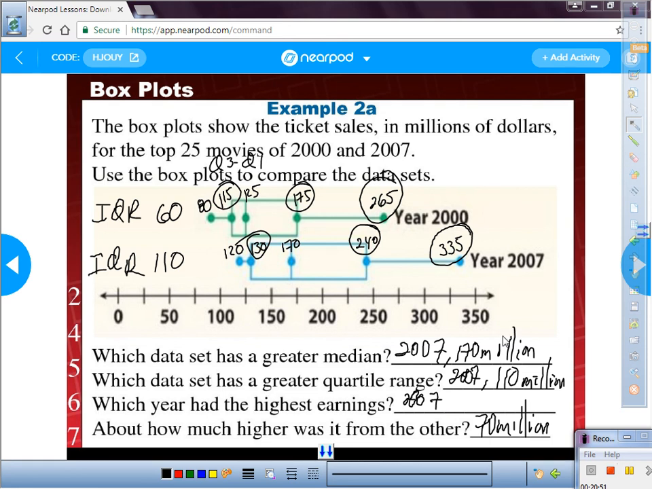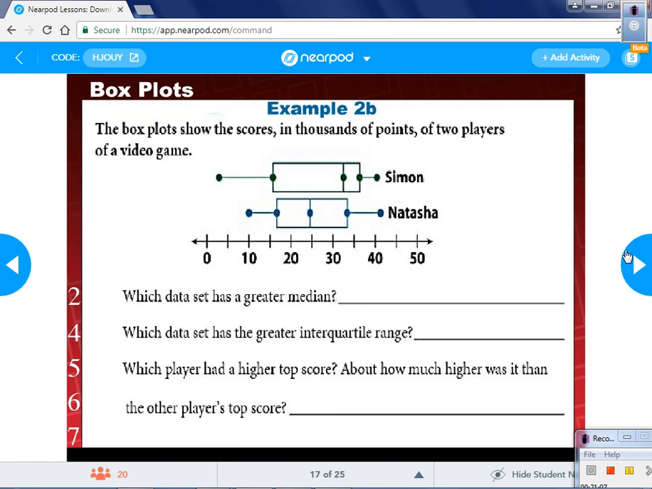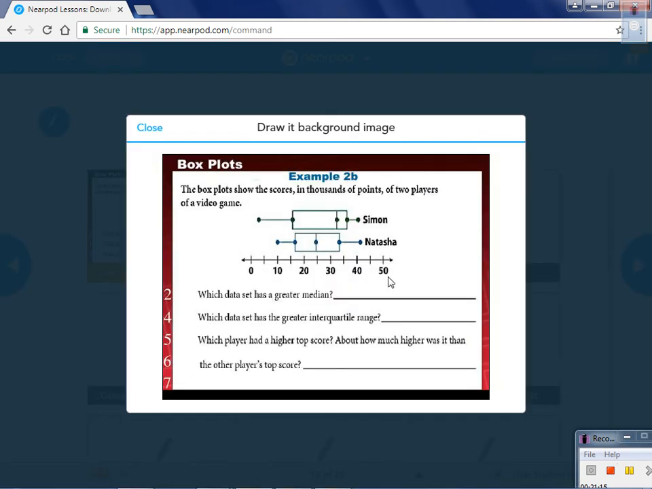Okay? All right, I'm going to send you a screen. You're going to do this one by yourself, and you can answer it on the screen. Example 2B. And there it is. Answer that and send it in. Ready, go.